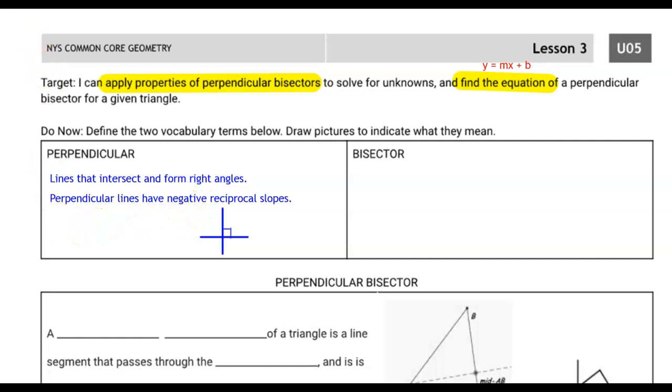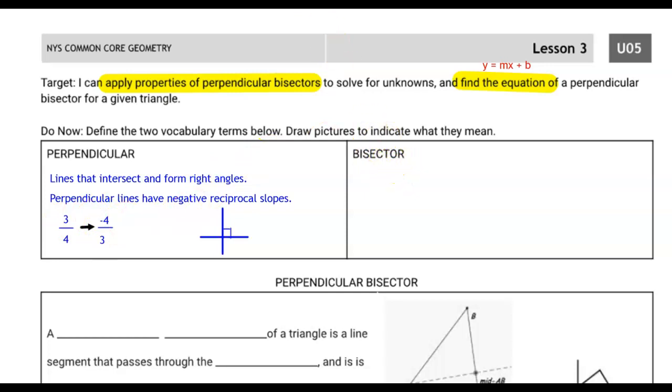Here's an example of negative reciprocal slopes. This 3 over 4 and this negative 4 over 3, we call these negative reciprocals. And notice there's no equal sign between them because they're not equal, right? These two slopes are negative reciprocals, which means I take the original slope, I flip it upside down, that's the reciprocal part, and I change its sign from positive to negative, that's the negative part.